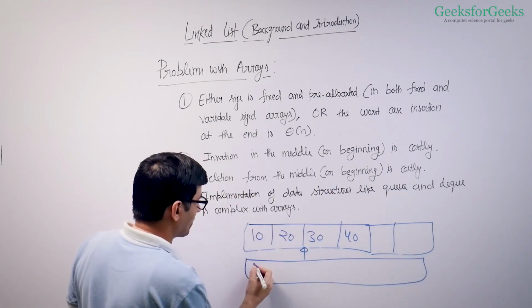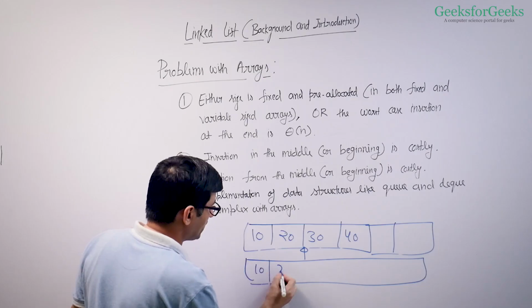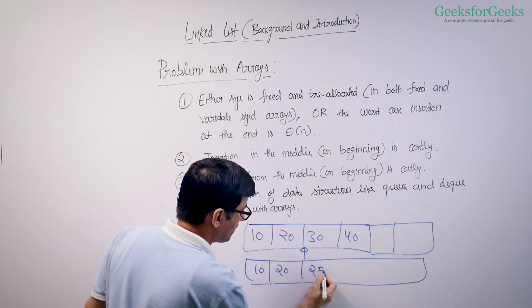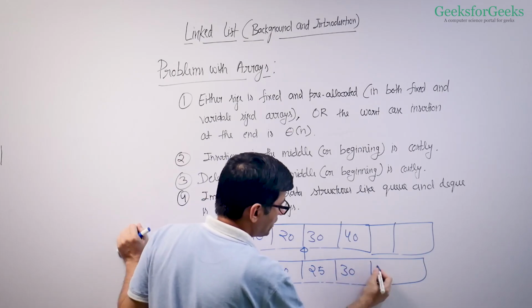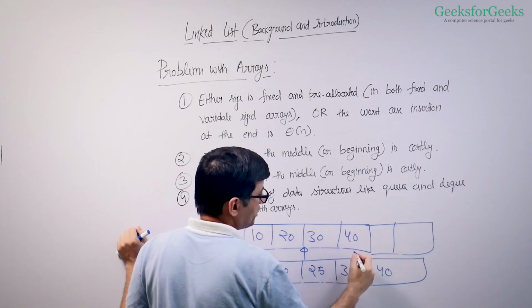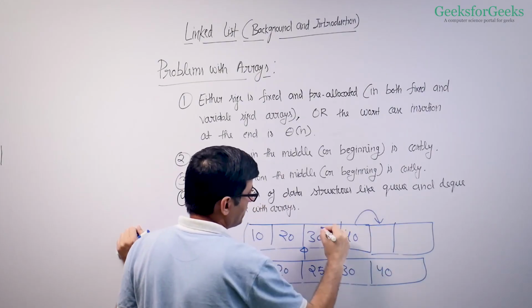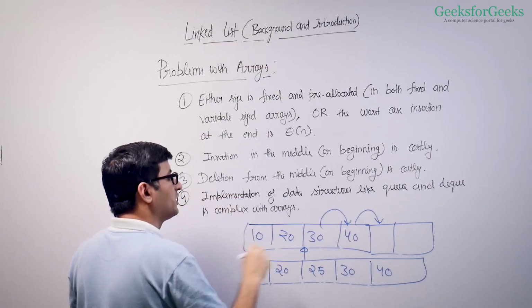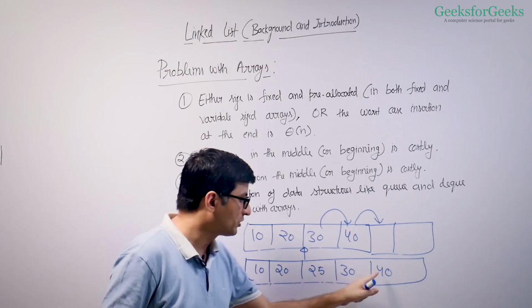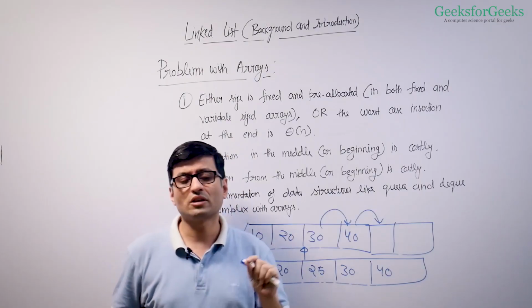And then I'll have to modify this array to 10, 20, 25, 30, 40. This element has to be moved here. This element has to be moved here. And then you can insert 25 because they have to be contiguous, right? So this is a costly operation.